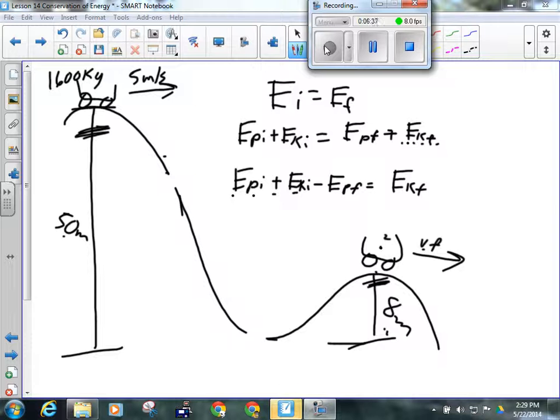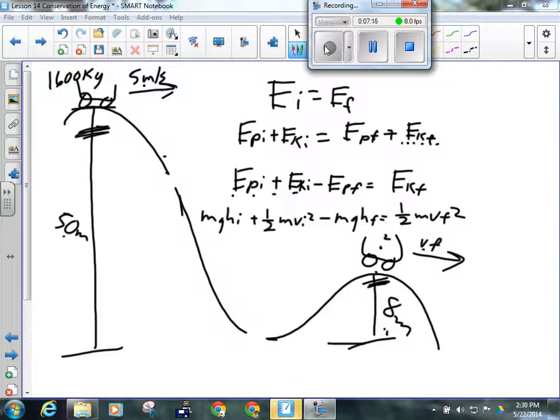Now I've got that. Now I'm going to put in all of the variables, so it's going to spread out a little bit. M times g times the initial height, plus 1/2 times m v initial squared. So here's my initial potential, 1600 times 9.81 times 50, plus the initial kinetic energy. It is moving at 5 meters per second, so I'll have 1/2 times 1600 times 5 squared, minus m times g times h final, so 1600 times 9.81 times 8. And that's going to equal 1/2 m vf squared.